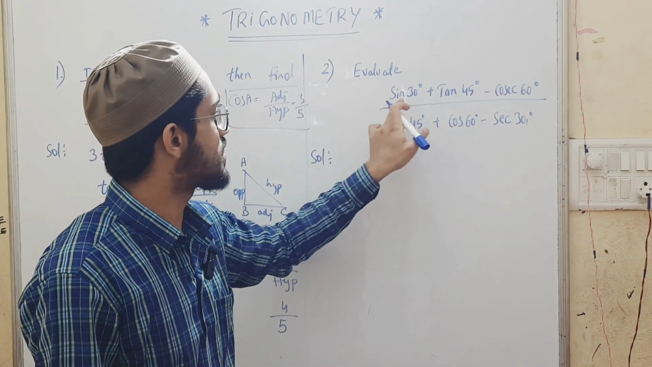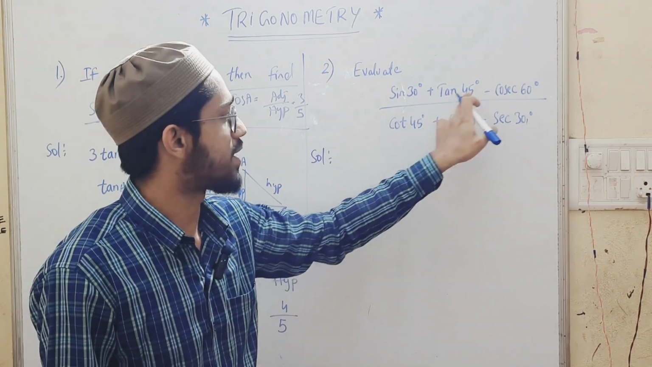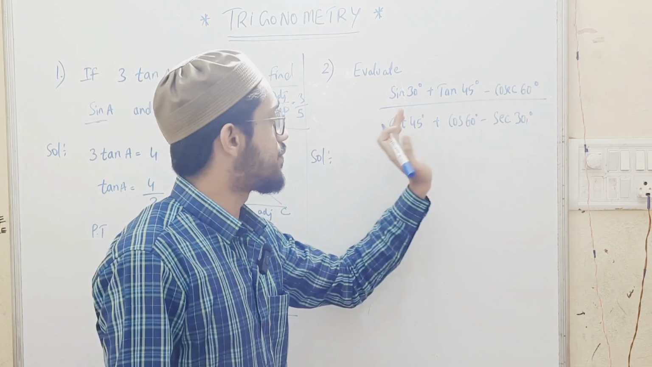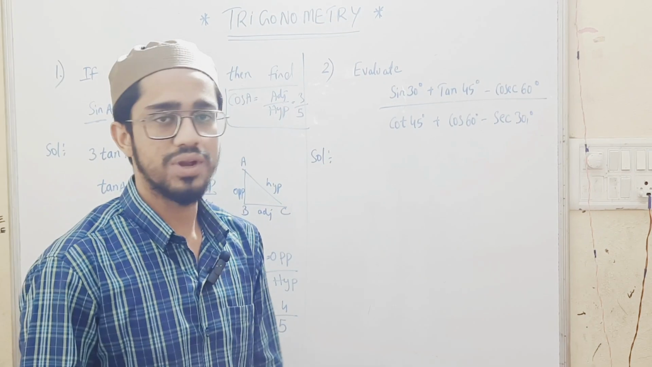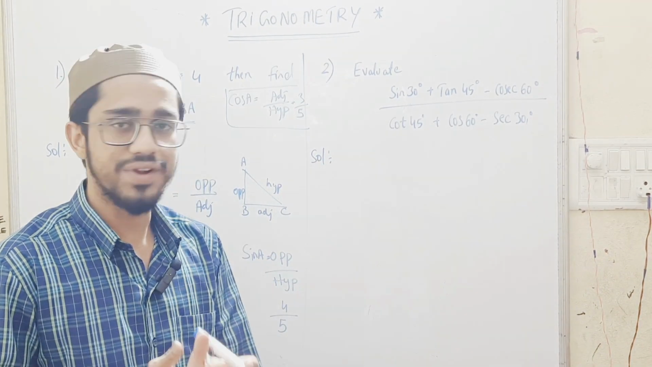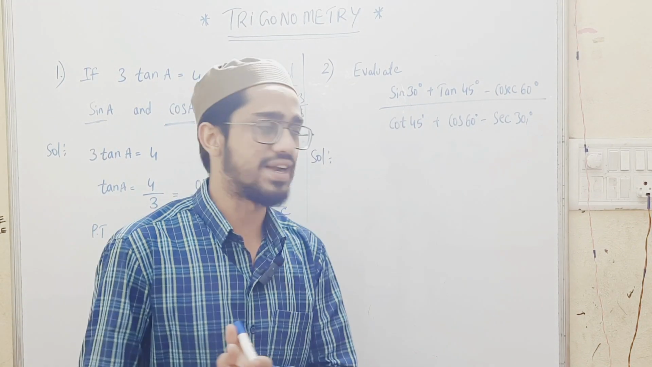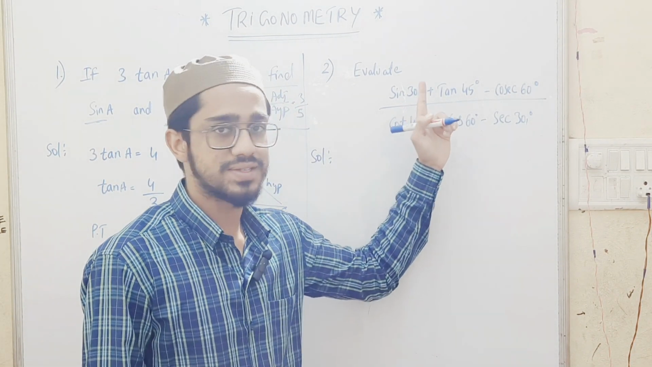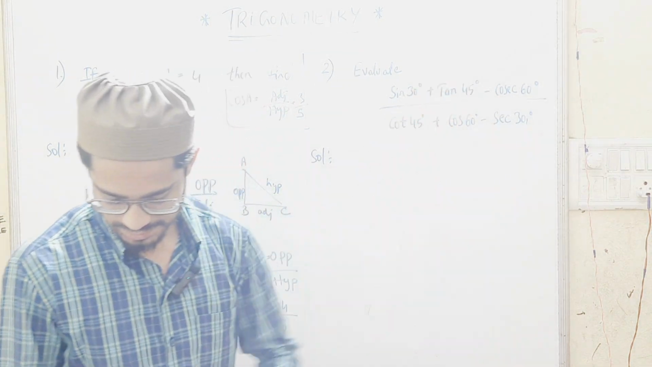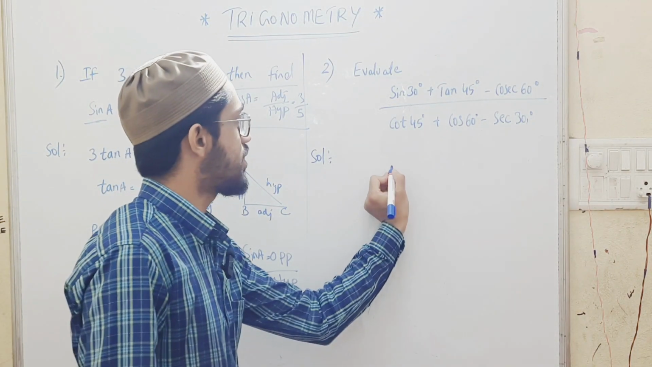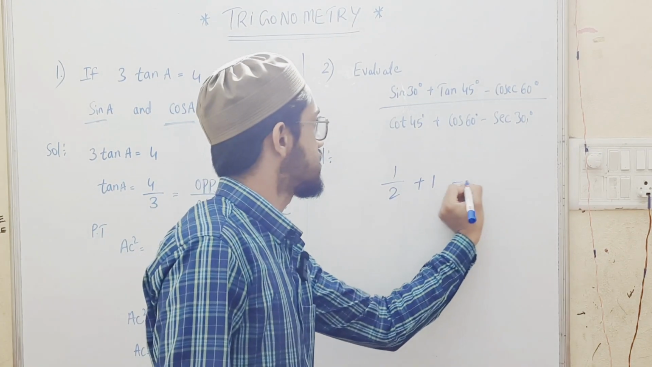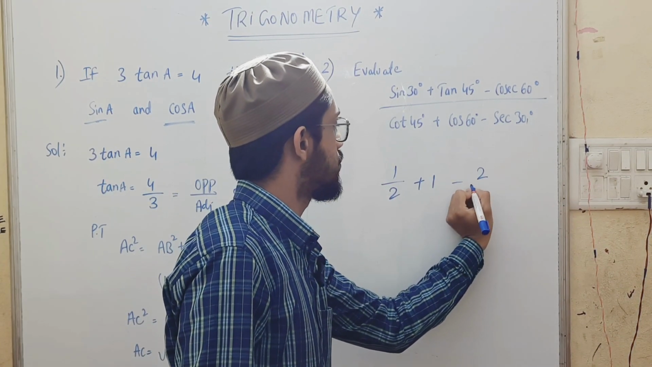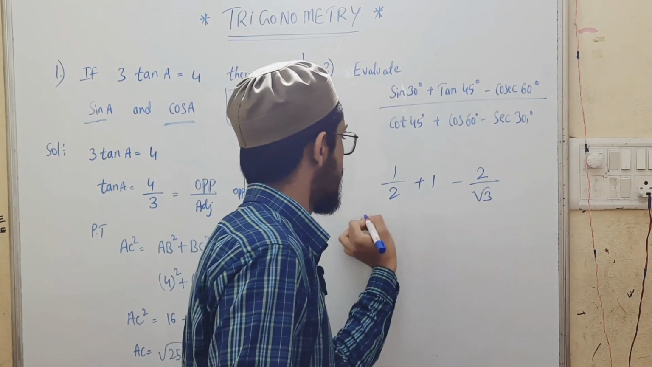We have: evaluate sine 30 plus tan 45 minus cosecant 60. If you have to do this sum, you need to know the trigonometric ratios formula box very well. I have a video of that in the playlist. Kindly check it out. Sine 30 plus tan 45 minus cosecant 60. Sine 30 will be 1 by 2. Tan 45 is 1. Cosecant 60 is 2 by root 3.